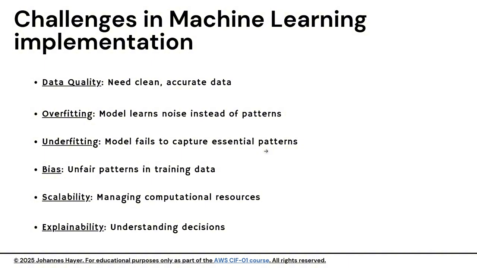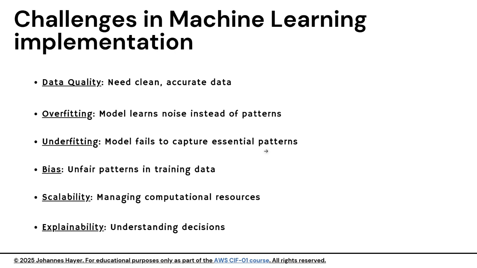Then there's the classic problem of model performance, which involves two main issues: overfitting and underfitting. Imagine overfitting as memorizing a textbook without understanding the concepts. The model learns the training data too perfectly, including all the noise and irrelevant details. On the flip side, underfitting is like only reading the chapter summaries. The model doesn't learn enough to make accurate predictions.